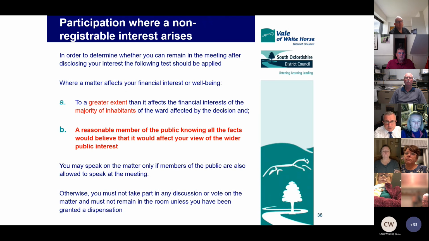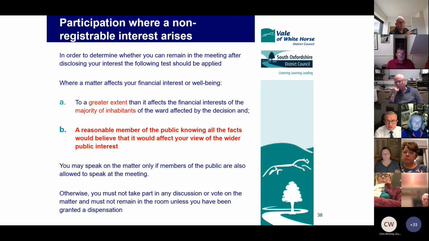So this is a bit more convoluted. So essentially you've established that you have an interest in that matter. Whether you can remain and vote on the item depends then on the following. So whether your financial interest or well-being is affected to a greater extent than the rest of the people in your area. And then secondly, whether a reasonable member of the public, importantly, knowing all the facts, would believe that it would affect your view of the wider public interest.